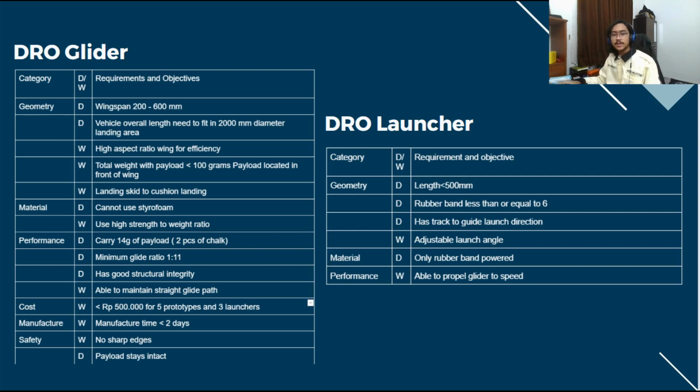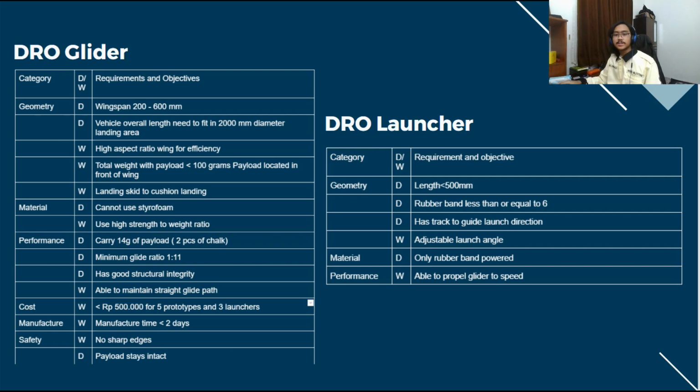Now the DRO for the launcher. Under the geometry category, the length needs to be under 500 millimeters, which is a demand. Another demand is the rubber band: we need to use 6 or fewer rubber bands. The launcher needs to have a track to guide the launch direction of the glider, and we wish that the launch angle be adjustable.